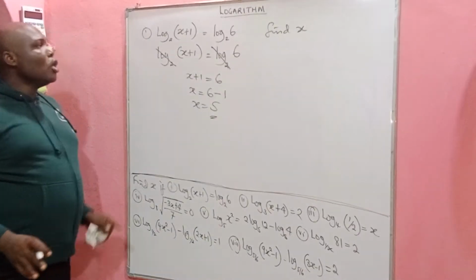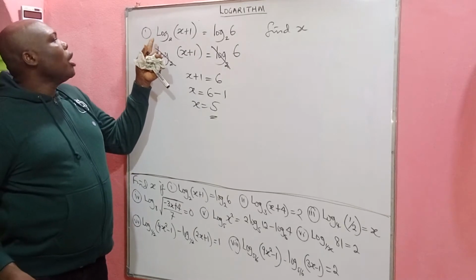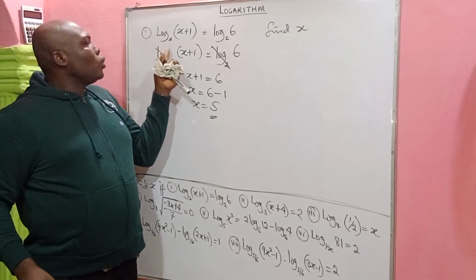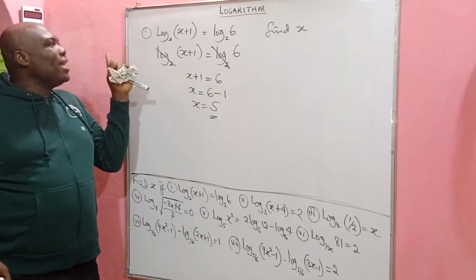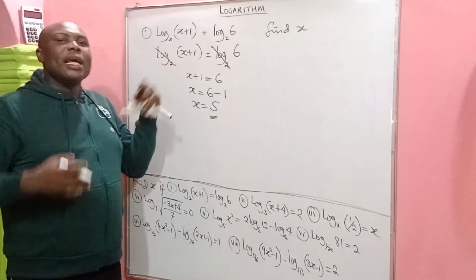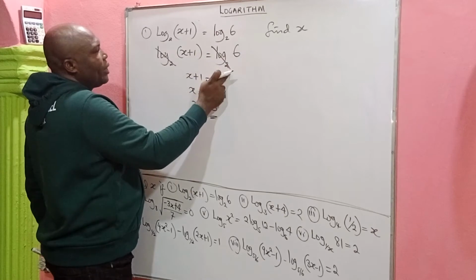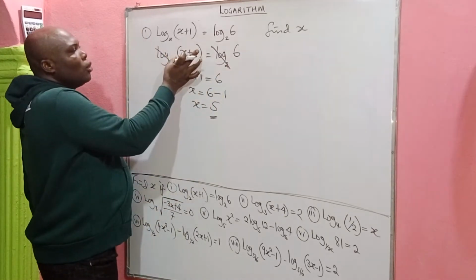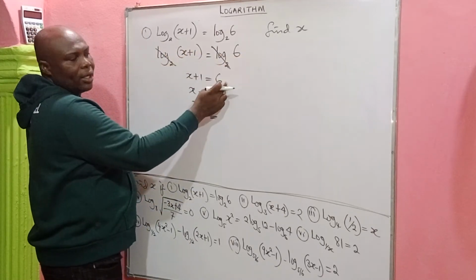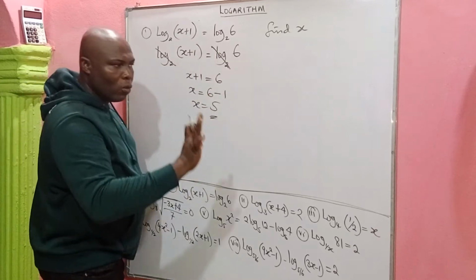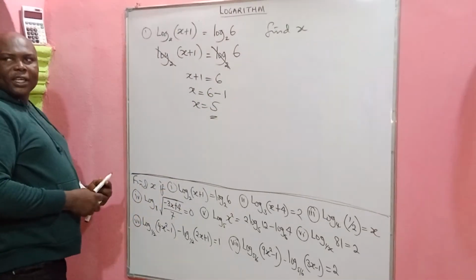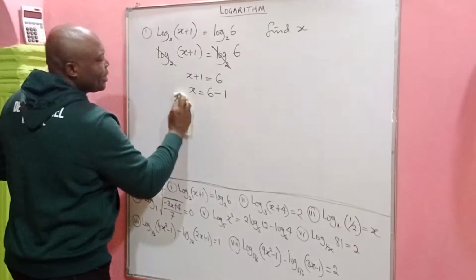That's very simple. So anytime you have a particular log on both sides, any like term on both sides of an equation, they cross out. So since we have log 2 here, and we have log 2 here, they simply cross out. So you only have x plus 1 is equals to 6. Of course, it will be 6 minus 1, which is 5. So we are through with the first one. Without wasting time, we'll take the second one.